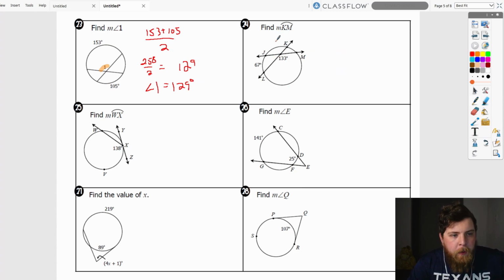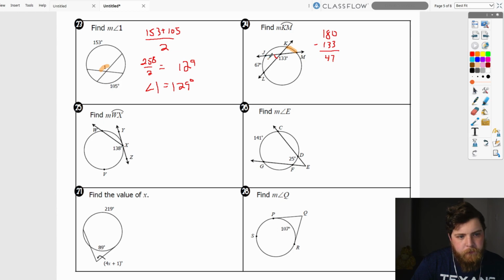Okay. Here, if they're wanting you to find arc KM, right? There's a few things that we could do. First of all, the easiest thing would be to find this angle measure here, because it's part of this supplementary angle, because it's a straight line across. If this is 133, then this angle has to add up to be 180. So we can take 180 minus 133 gives me what? 47. So this angle measure ends up being 47.